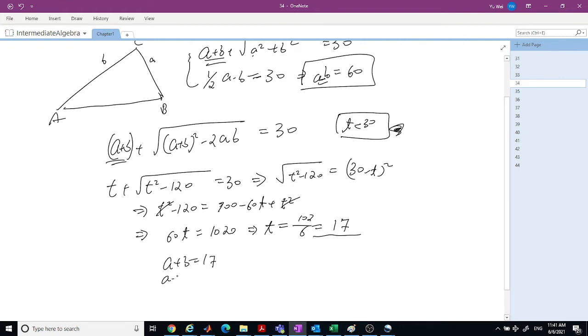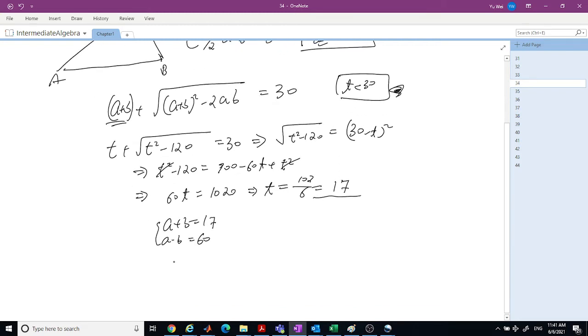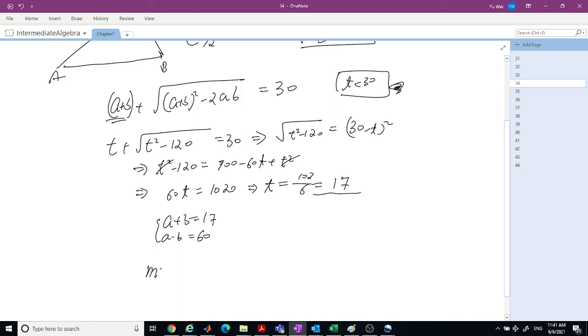And a times b is equal to 60. Okay, now a and b are roots of the quadratic m squared minus 17m plus 60 equals 0. So we can factorize as (m minus 12)(m minus 5) equals 0. So we have a and b equal to 12 and 5.